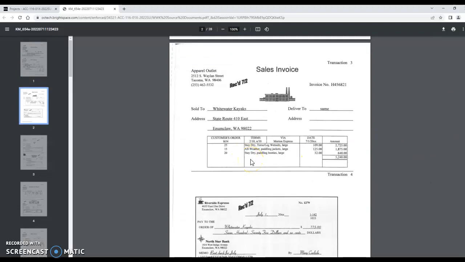Here is a sales invoice. However, notice that it's from a payroll outlet and it was sold to us. So in this case, we're the buyer. This is not us selling to a customer. This is a payroll outlet selling to us.